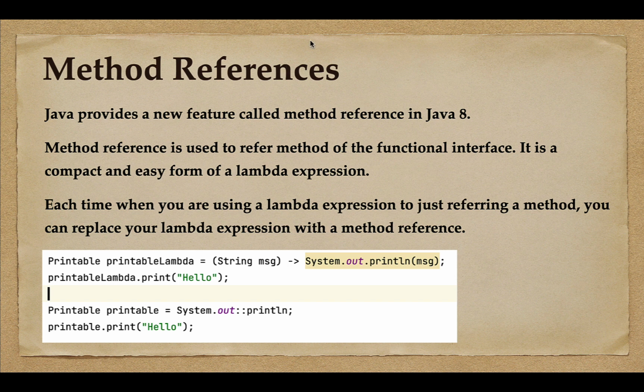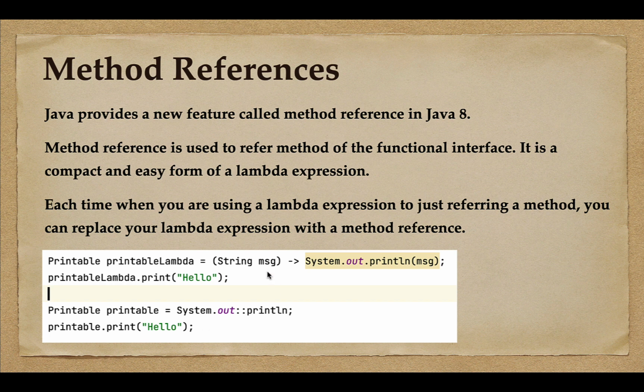Java method references were introduced in Java 8. A method reference is used to refer to a method of a functional interface. It is a compact and easy form of Lambda expression. Each time you are using a Lambda expression just to refer to a method, you can replace your Lambda expression with a method reference. Basically we use a method reference to replace the Lambda expression.